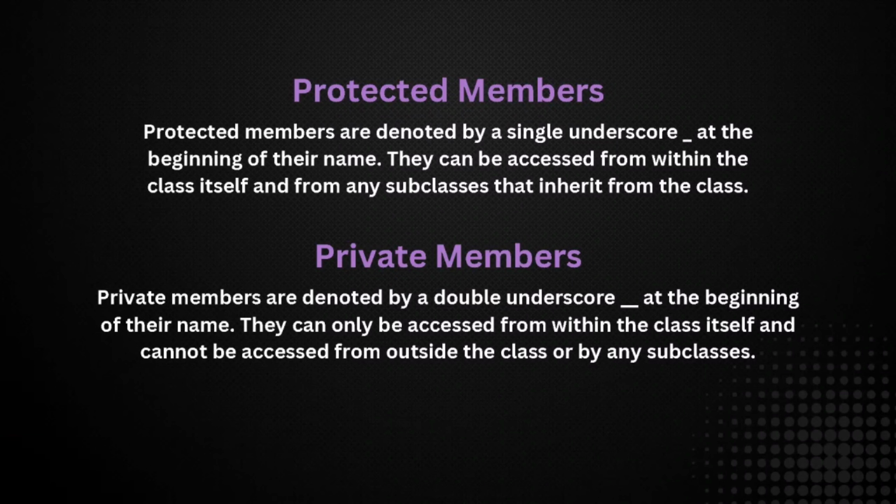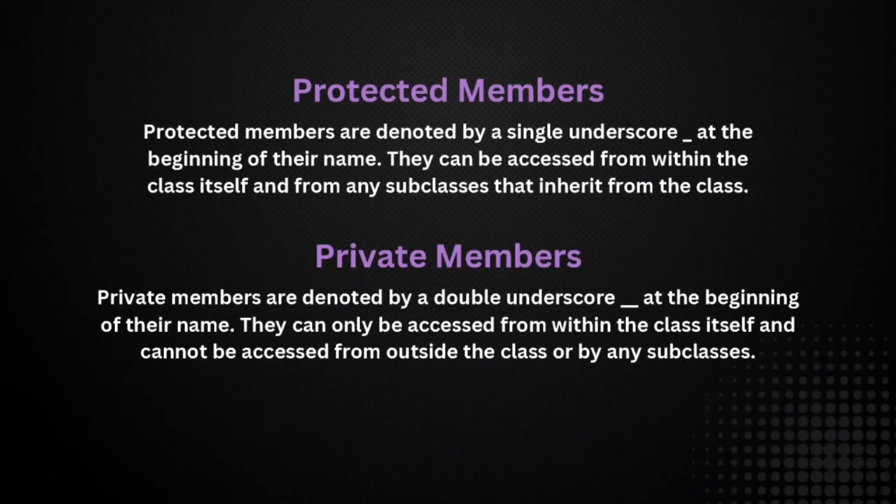So protected members are denoted by a single underscore at the beginning of their name. So for example, if you are declaring any attribute or any method in a protected way, all you need to do is use an underscore at the beginning of it one time. So what will this protected member do? It allows you to access it from within the class itself and also from any subclass that inherits from the class.